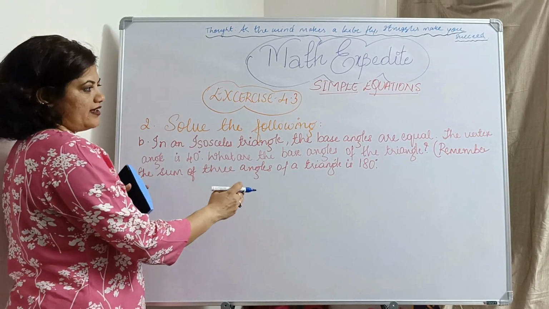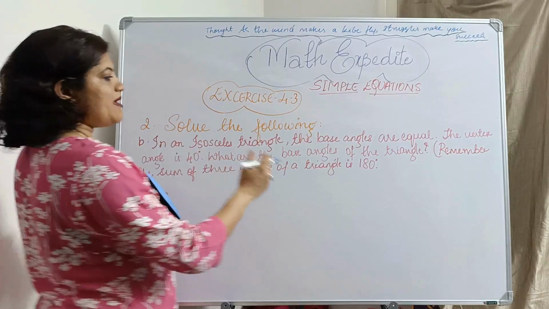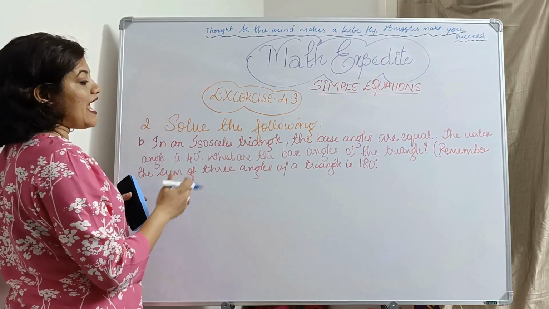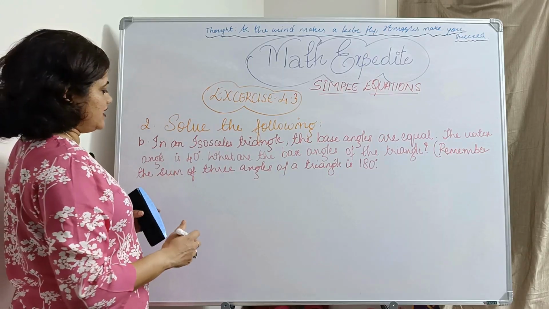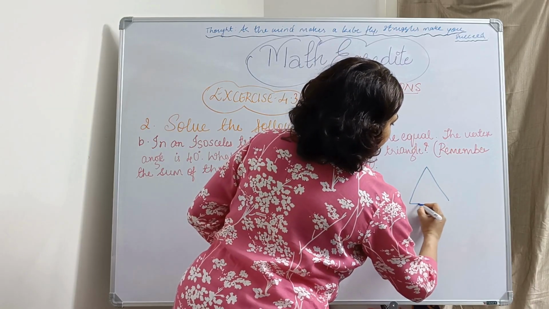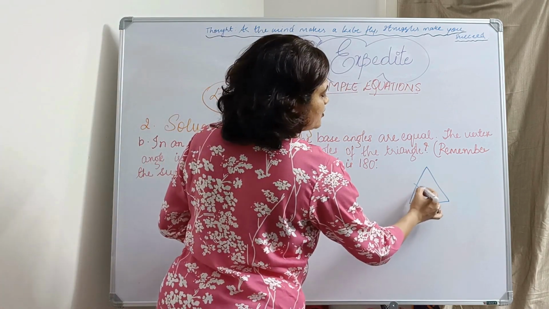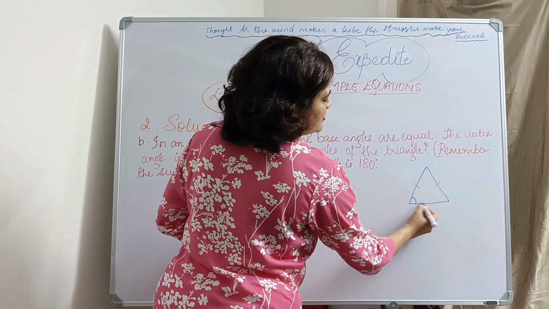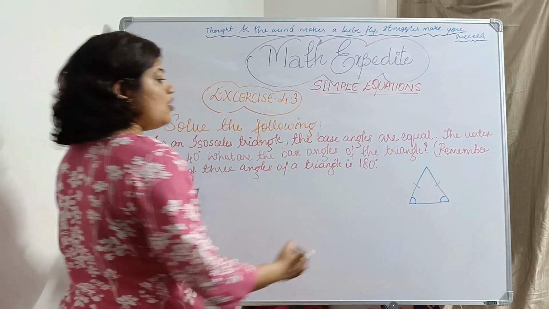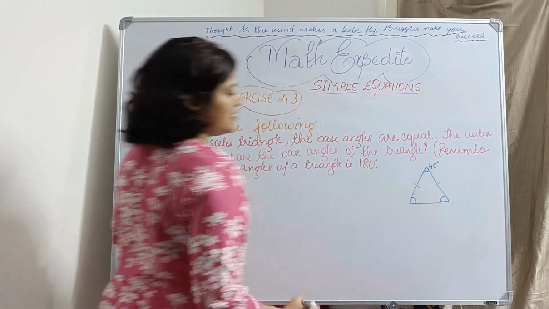Coming to the next one. In an isosceles triangle, the base angles are equal. The vertex angle is 40 degree. What are the base angles of the triangle? They have given us a hint. Remember, the sum of 3 angles of a triangle is 180 degree. Okay, so let us draw an isosceles triangle. We all know 2 sides and 2 angles are equal. Okay, so let us take this. So 2 angles are equal here. The vertex angle, what they have given, is 40 degree. Okay, so this is 40 degree.